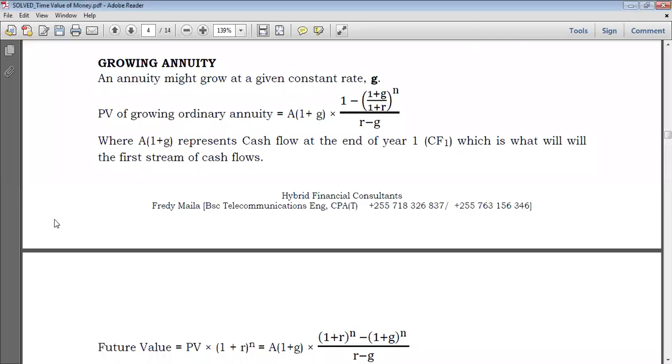Hello everyone, welcome again to Hybrid Accounts, and today we're just going to take a look at growing annuity. In the previous videos, we have taken a look at what an annuity is and perpetuity, but now we're just going to take a look at a growing annuity.